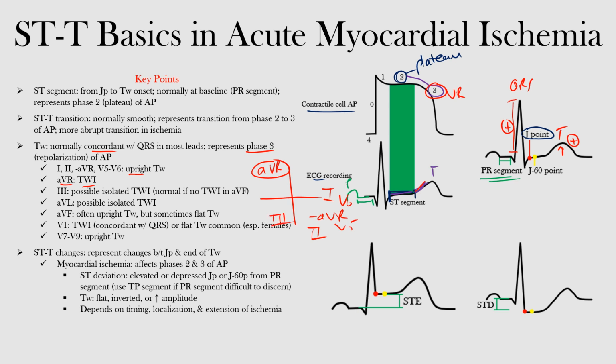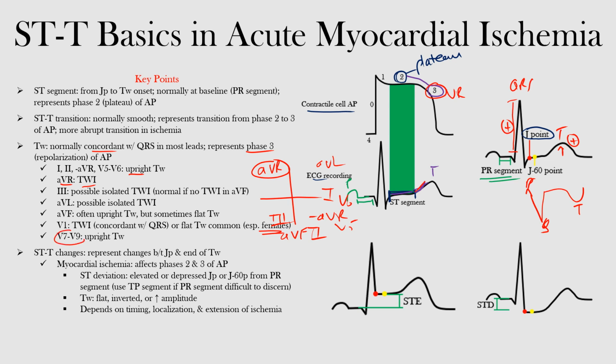Remember, lead 3 sits in this region here. In aVL, which is a high lateral lead, you can possibly have isolated T wave inversion. In aVF, you often have upright T waves, but sometimes they can be flat. Remember, aVF is right here at positive 90 degrees. In V1, you can have T wave inversion, but remember, these T waves will be concordant with our QRS complex. Meaning if our T wave is inverted, we'll have mostly a negative QRS complex. You may see a small R wave here, but it'll be mostly a deep S wave, concordant with our inverted T wave. Or you can see a flat T wave, which is also common. This is especially common in females.